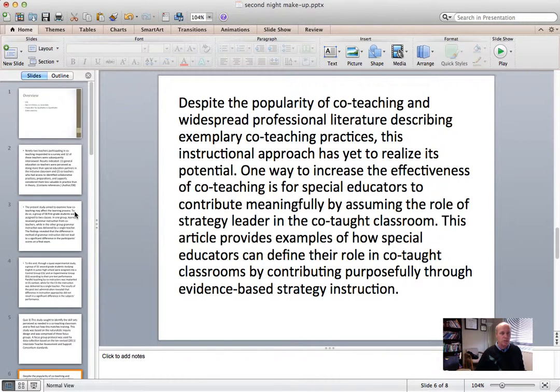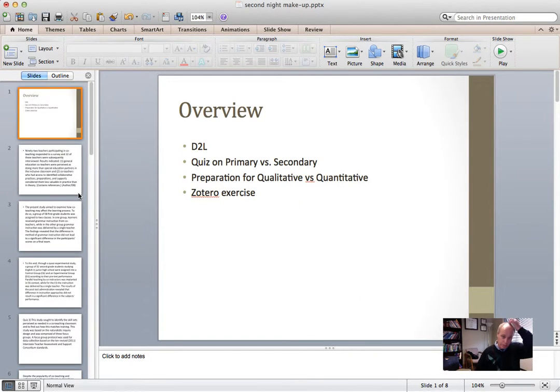All right. Going back to what we did also, a Zotero exercise, and there's a handout that I'm going to include in an email to you about that. But I'll do a little demonstration here.